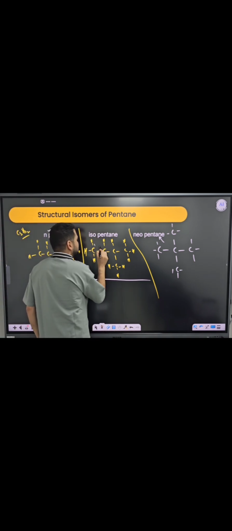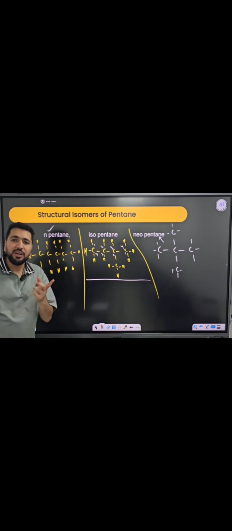If I talk about this one, just do the numbering. I can do numbering in this way 1, 2, 3 and 4, or I can do numbering in this way 1, 2, 3 and 4. I told you numbering should be done in such a way that the substituent should get the lowest number. If I do numbering this way, the substituent is getting the number 3. This is the substituent. It's getting number 3. If I do numbering in this way, the substituent is getting number 2. So which is the best way of numbering? From this side.